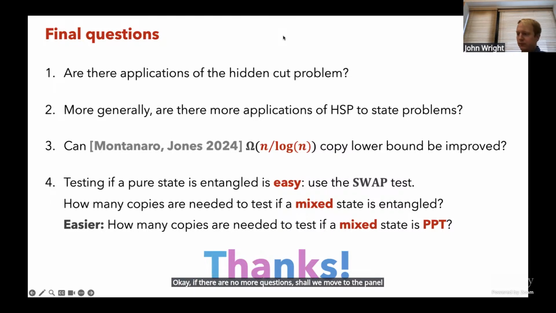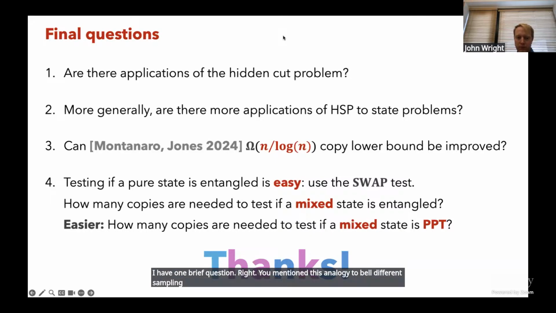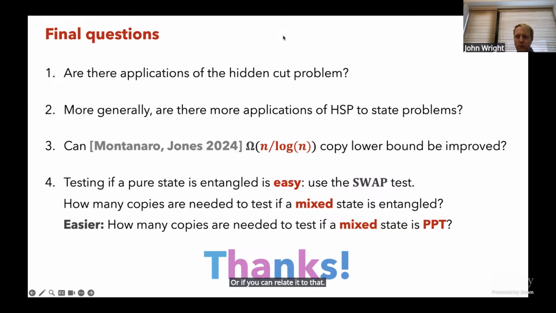I have one brief question. You mentioned this analogy to Bell difference sampling and the state hidden subgroup problem. I was wondering if your higher rank question is related to learning stabilizer states with a few T gates, or if you can relate it to that. Good question. I don't know.